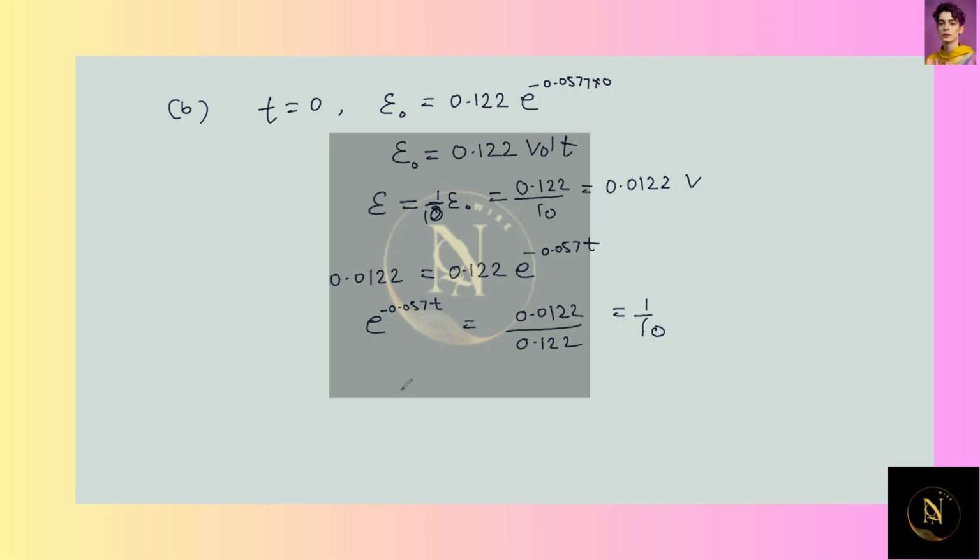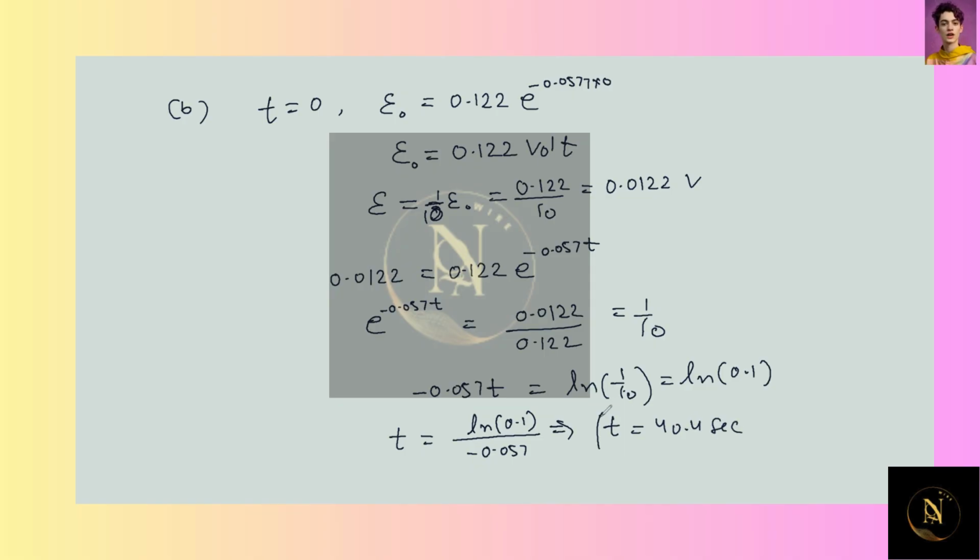So this reduces to minus 0.057 t equal to the natural logarithm of 1/10, or the natural logarithm of 0.1. Finally, the expression for time comes out to be the natural logarithm of 0.1 divided by negative 0.057. When we solve this, the time comes out to be 40.4 seconds. This is the time in which the EMF induced reduces to 1/10 of the initial EMF induced.